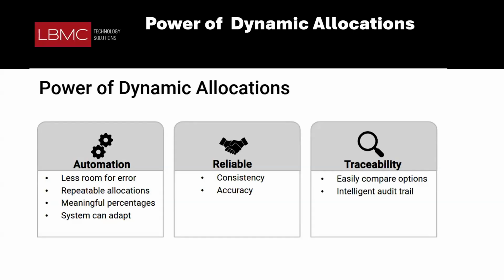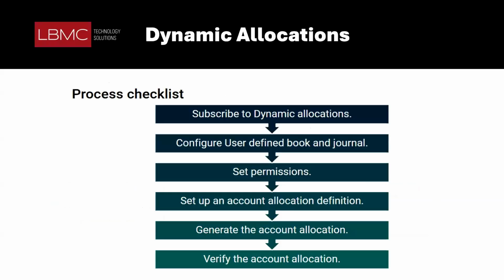Next, as you see, we have a process checklist that must be done within any allocations that you are setting up. First, as we discussed, you must subscribe to dynamic allocations. You have to configure your user-defined books and journals. Then you will set your permissions. We will go into how to set up your account allocation definition. And also you can generate that allocation, and you can verify the allocation after it has been posted.